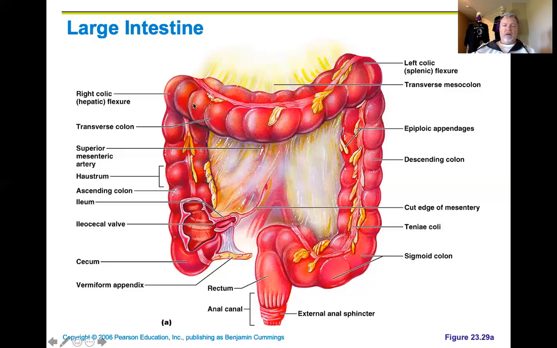Then after that, we go across in the transverse colon. So far we've had ascending, right colic, transverse, and then over here we've got either the left colic or the splenic flexure. Again, whichever one you choose is fine. After that, we have the descending colon, and then the sigmoid colon. Now, the transverse and the sigmoid portions are anchored through mesenteries called mesocolons. The sigmoid colon then joins into the rectum, and finally we have the anal canal, which is the last part of the large intestine. That opens to the exterior at the anus.